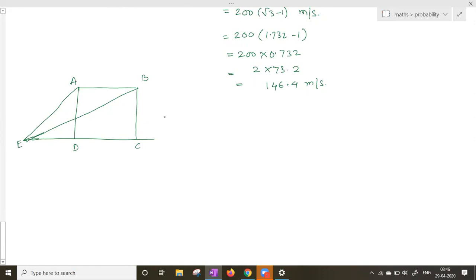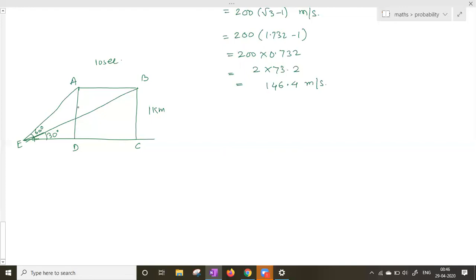This is at a height of 1 kilometer above the ground. Angle of elevation, the first angle is 60 degrees. And the second one changes to 30 degrees. The flight of 10 seconds. From A to B, time taken is 10 seconds.